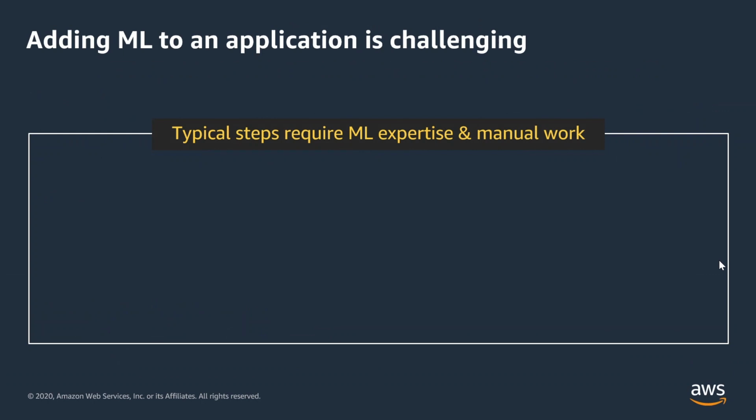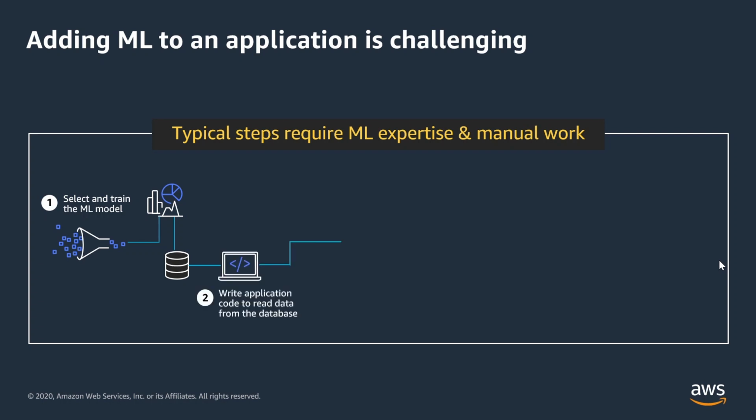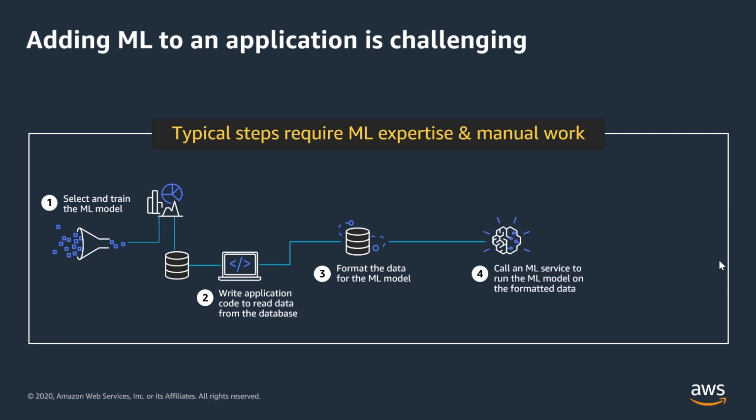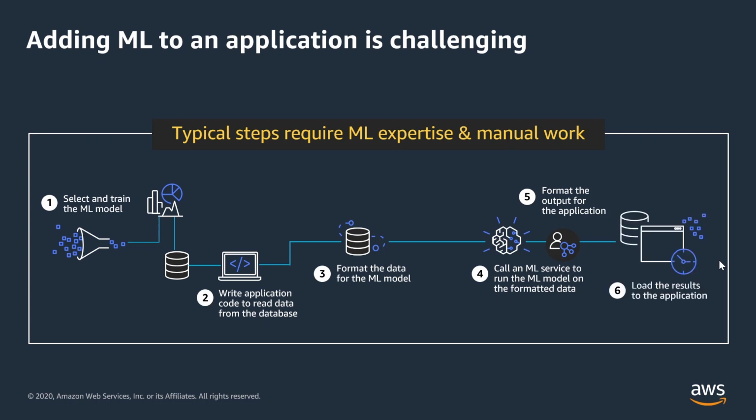Let's take a look at some of the issues that we face when we try to build a machine learning application where we're trying to take advantage of our relational database data, enrich it, and derive insights from it. Usually it's a 6-step process. Step number 1 is to select and train the machine learning model. Step number 2 is to write application code to read the data from the database. Step number 3 is to format the data to fit the machine learning model. Step number 4 is to call the machine learning service and run this data through that machine learning model. Step number 5 is to again format that data so that the application can actually consume it. And the final step is to load the results to the application.